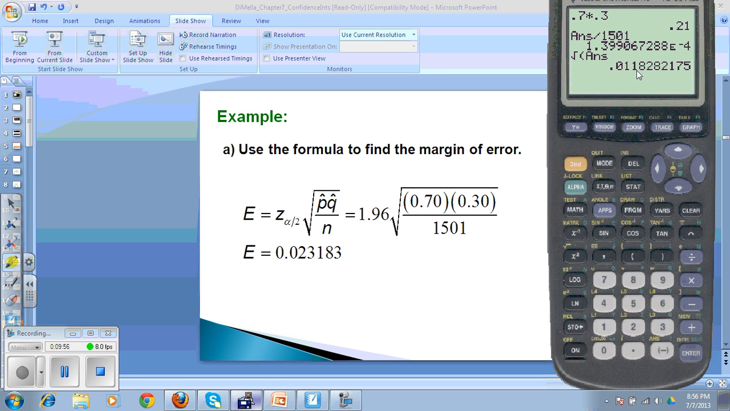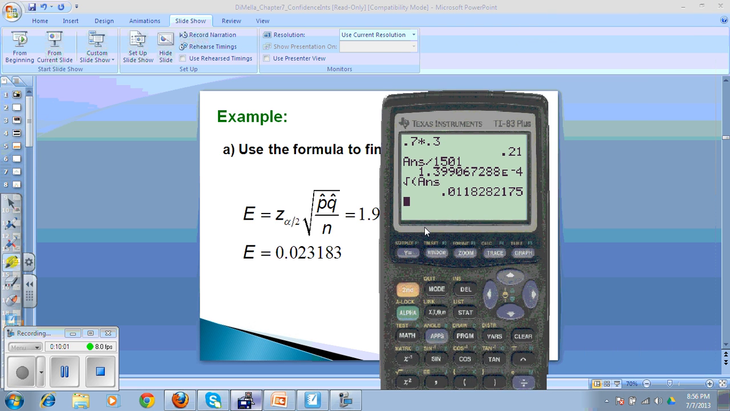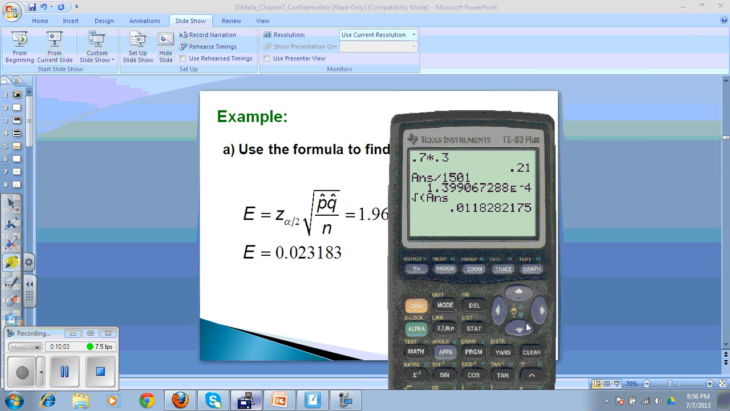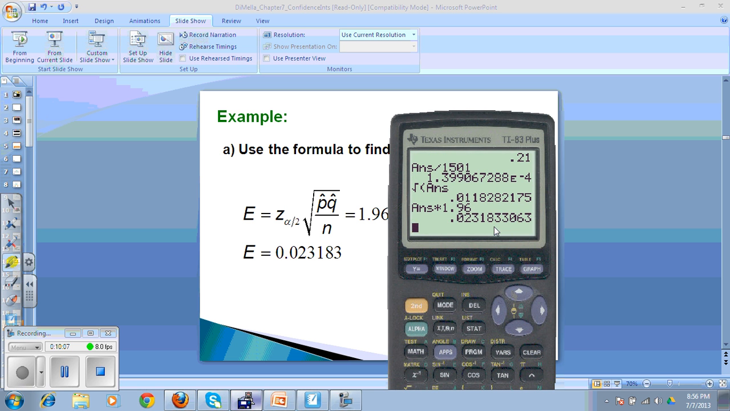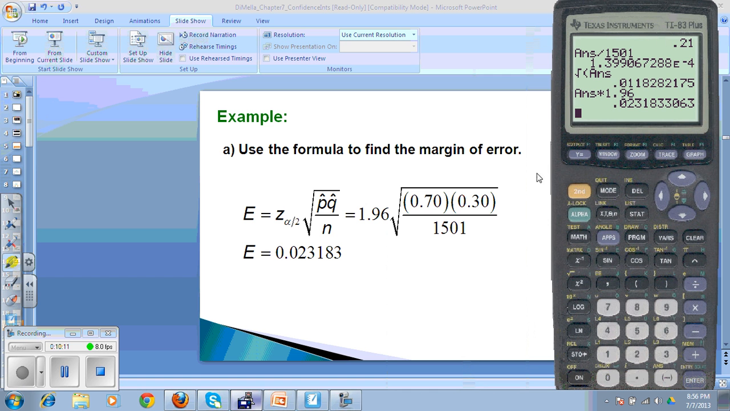That's my number that's underneath that this radical becomes. So it's 1.96 times this big chunk here. So times 1.96, there's my error. I usually go quite a few decimals out, probably more than I need to. And so my error is about 0.023183. Stop wherever. You can probably stop here at the 10,000ths.